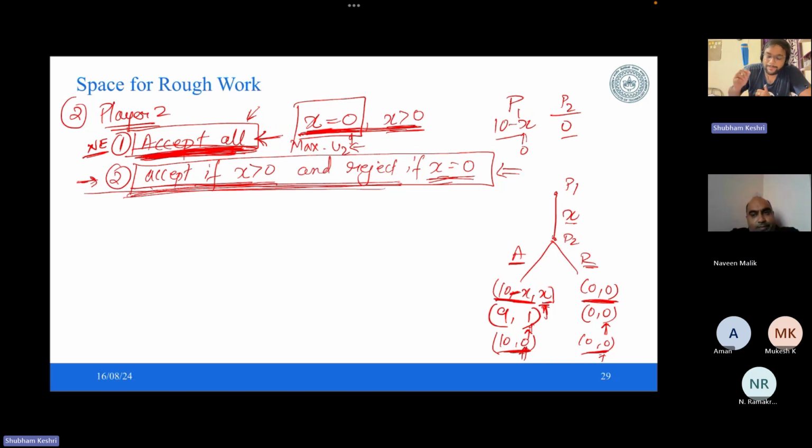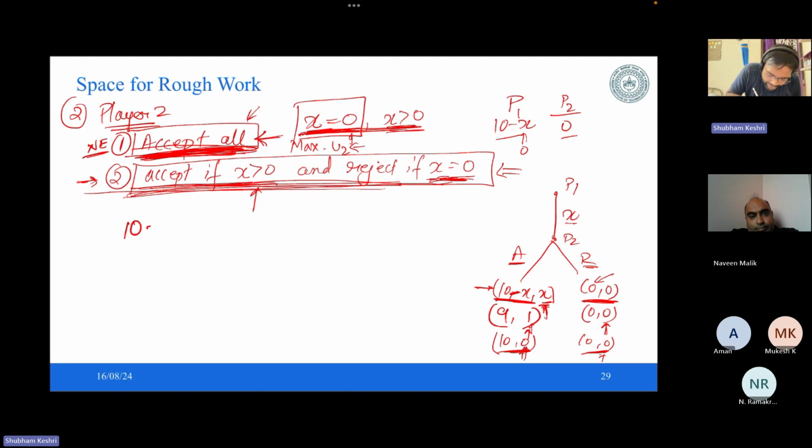Now, this is the thinking of player 1. Player 1 thinks, if I give 0, then my utility will become 0. अगर हम 0 offer करेंगे, my utility will become 0. Then I have to offer some positive amount. Some positive amount देना है, then only I will get some positive utility instead of 0. What should be that positive amount such that it is maximum? I have to maximize that utility of mine.